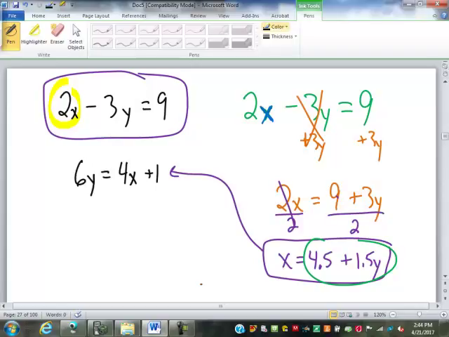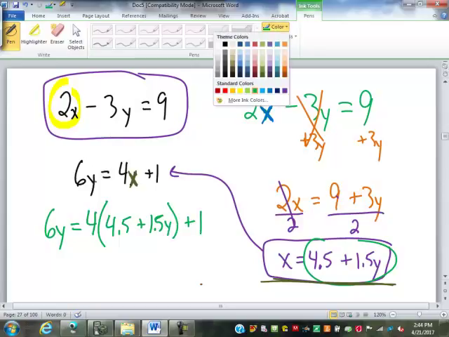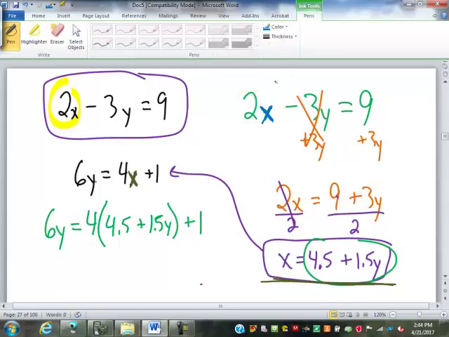Sorry about that. So we solved the top equation for x. We're plugging back in, only x is here, not over here. So that's going to be 6y equals 4 times, instead of x, we're going to put in the 4.5 plus 1.5y plus 1. That'll make more sense. Sorry about that.